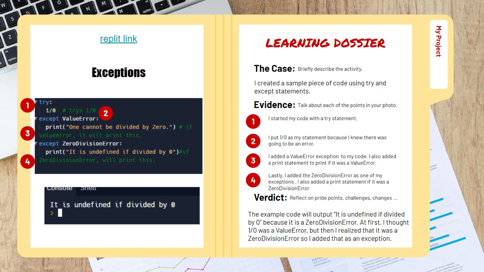When I was first making this code, I got an error because at first I only had the value error exception. It gave me an error because 1 divided by 0 is not a value error, and that's why I added the zero division error exception. So now the code runs smoothly and it prints out it is undefined if divided by 0.